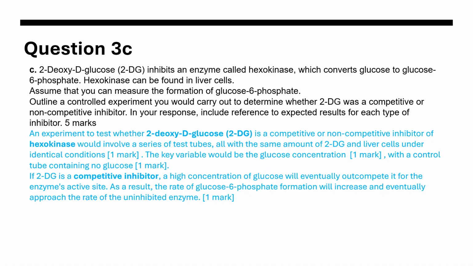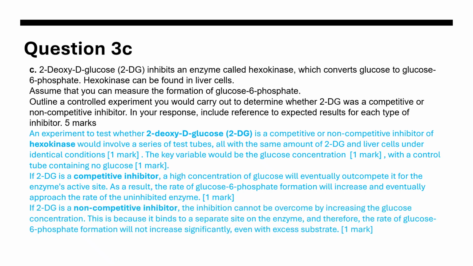If 2-DG is a competitive inhibitor, a high concentration of glucose will eventually outcompete it for the enzyme's active site. As a result, the rate of glucose 6-phosphate formation will increase and eventually approach the rate of the uninhibited enzyme. If 2-DG is a non-competitive inhibitor, the inhibition cannot be overcome by increasing the glucose concentration.